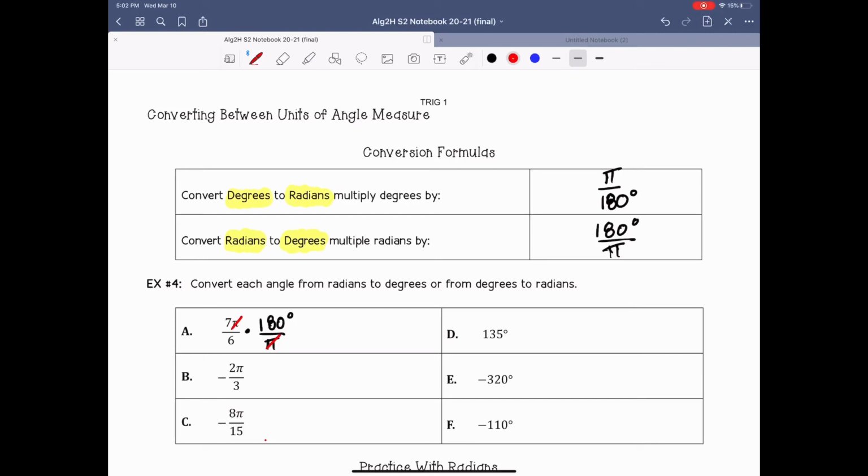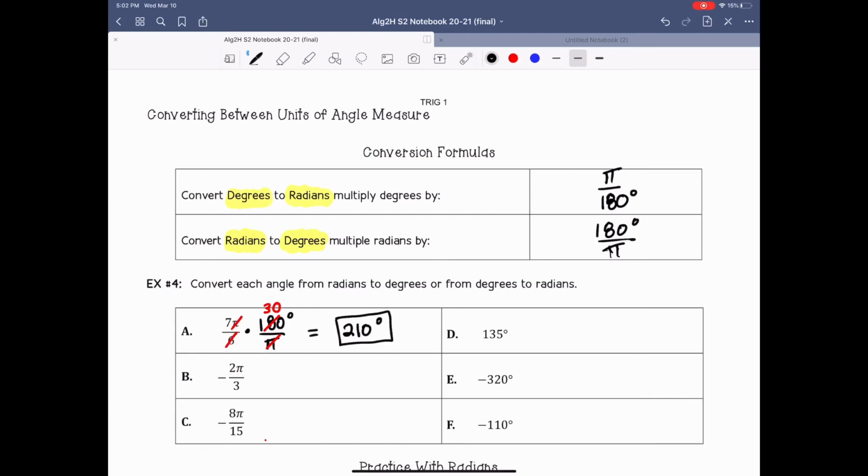Now, from this point forward, all I got to do is simplify, because obviously I want this degree measure to be in simplest form. So 6 goes into 180 30 times, and I know that 7 times 30 gives me 210, so my angle measure is 210 degrees.